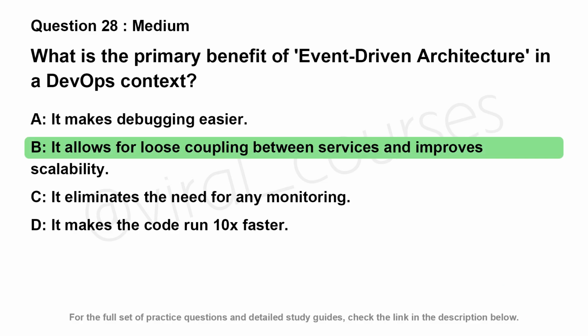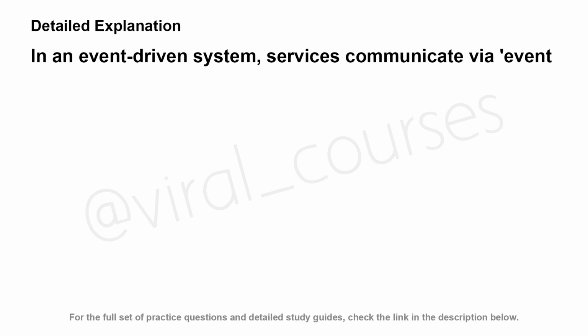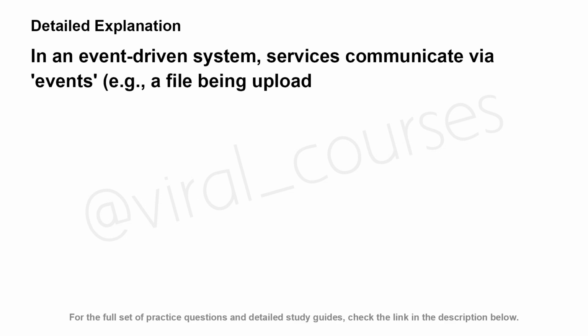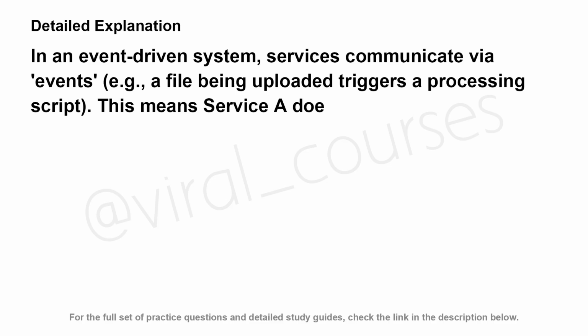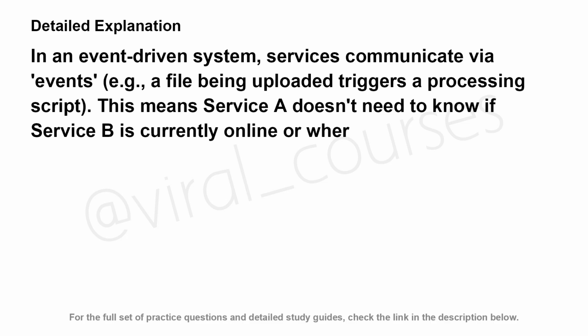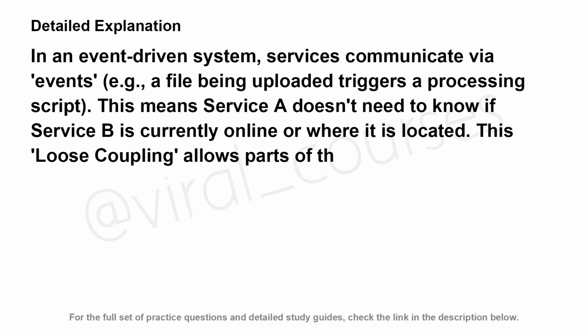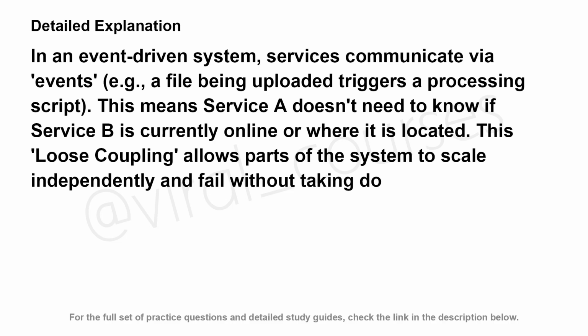The correct answer is B. In an event-driven system, services communicate via events. For example, a file being uploaded triggers a processing script. This means service A doesn't need to know if service B is currently online or where it is located. This loose coupling allows parts of the system to scale independently and fail without taking down the entire application.